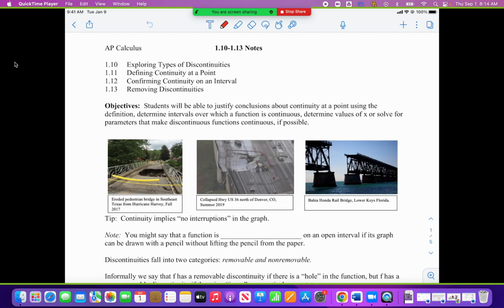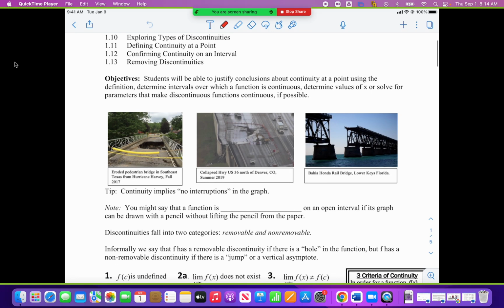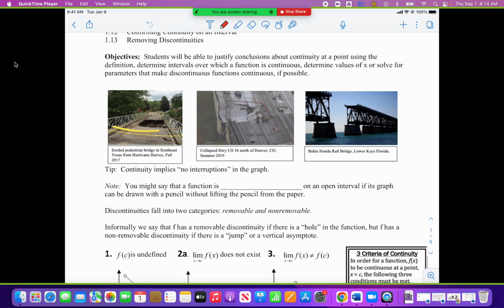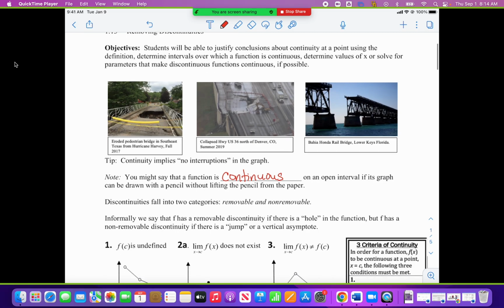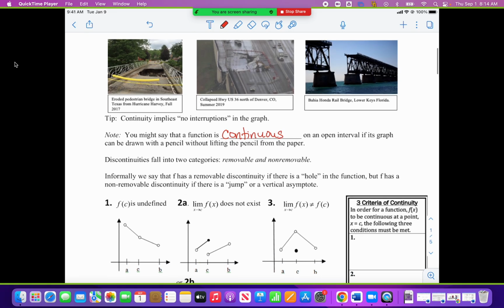So the objective is students will be able to justify conclusions about continuity at a point using the definition, determine intervals over which a function is continuous, determine values of x, or solve for parameters that make discontinuous functions continuous if possible. So continuity implies no interruptions in the graph. You might say that a function is continuous on an open interval if its graph can be drawn with a pencil without lifting the pencil from paper.